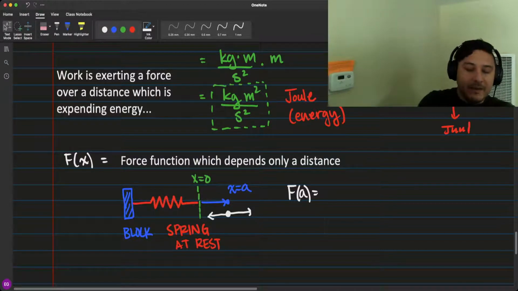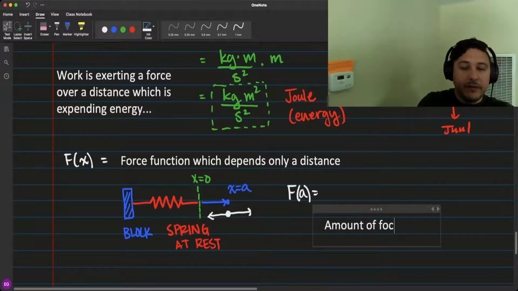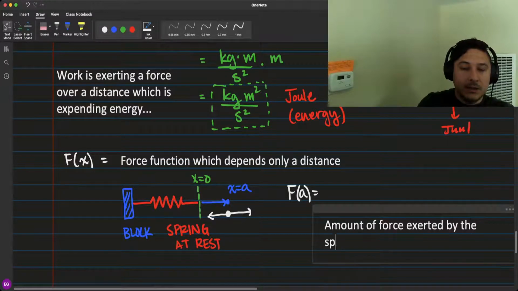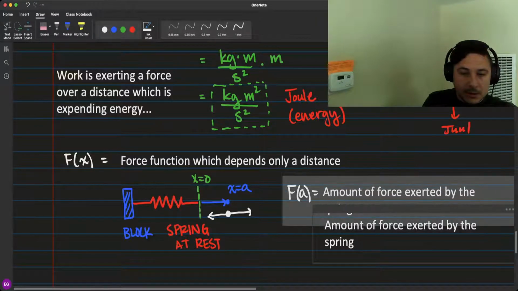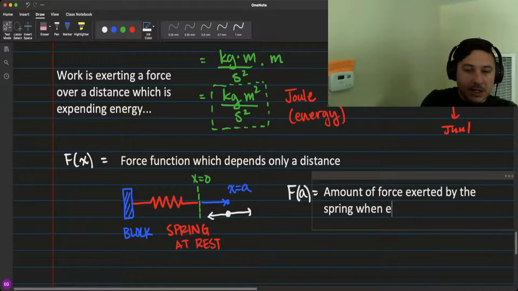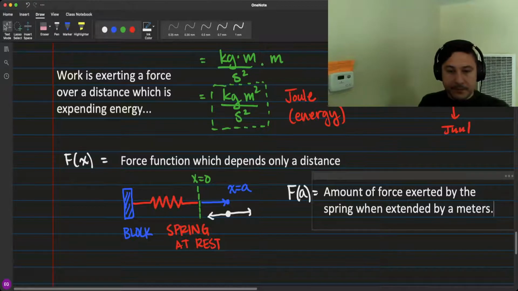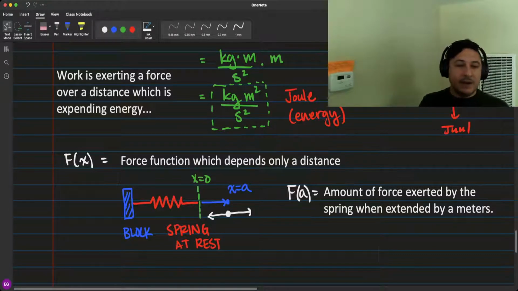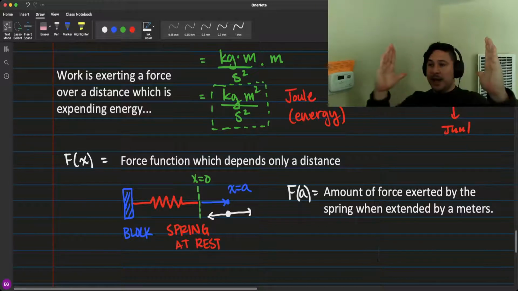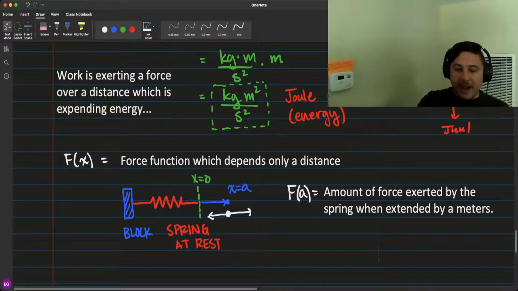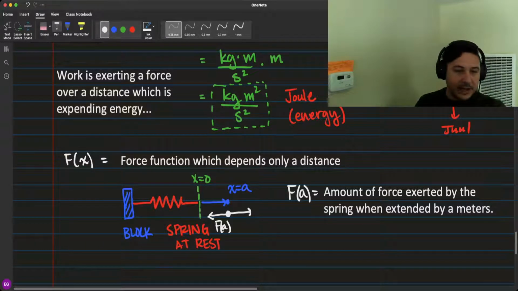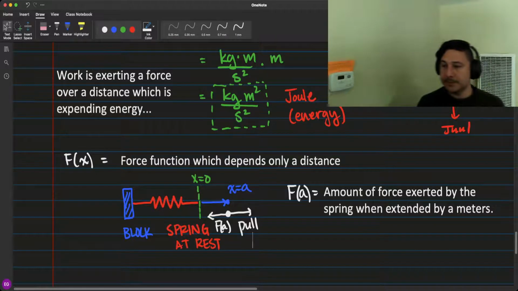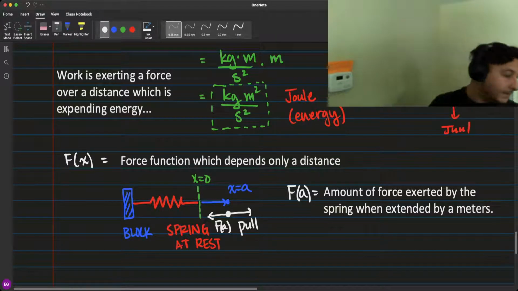F of a is the amount of force exerted by the spring when extended by a meters. Does it make sense? It was at rest at x equals 0, you pulled the spring out a meters, and now it's pulling back by some F of a. And then the other vector in the other direction would be your pull. Making sense so far?